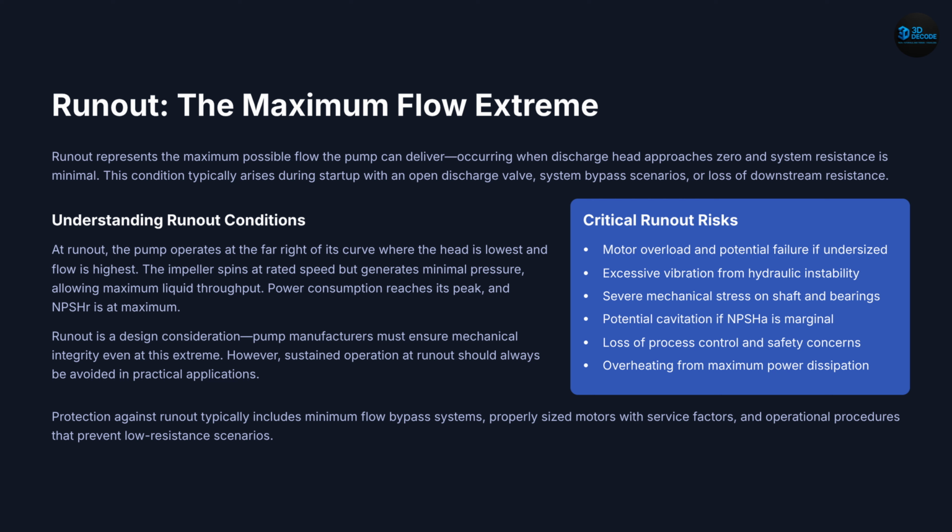Slide 7. Runout condition. Runout is the extreme condition where flow is maximum and head is minimum. This happens when system resistance is very low. At this point, power consumption is highest and the risk of motor overload is maximum. Continuous operation in this region is unsafe.